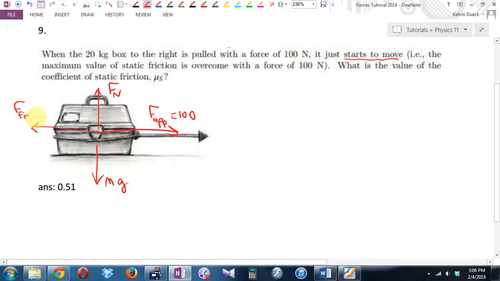In other words, normally I'd go, who's winning? Winner minus loser equals MA. I think the fact that it just starts to move, what it's saying is friction equals the applied force. Now, I said I was going to make up different questions, so just let's do that. If you're doing this on that question, now all the numbers are going to be different.